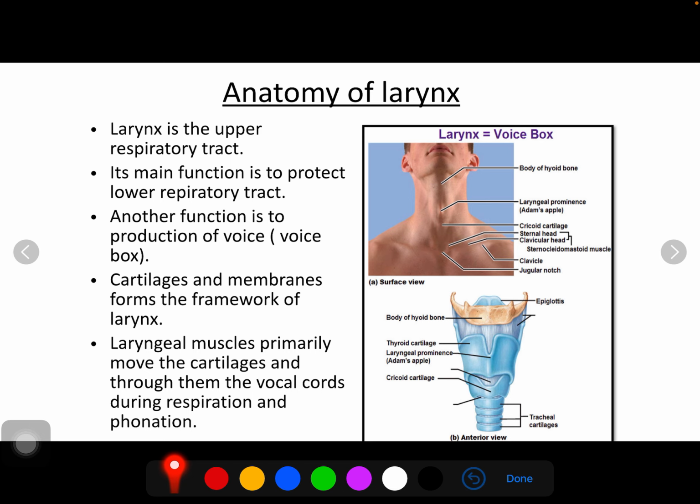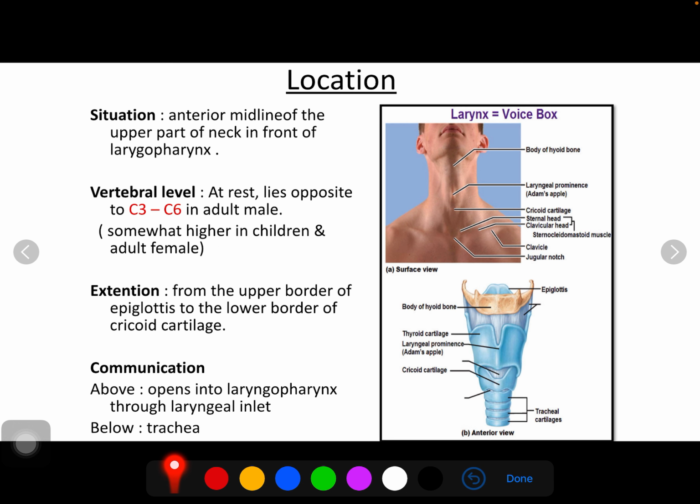Another function of the larynx is the production of voice, hence the name voice box. The framework of the larynx is composed of cartilage and membrane. The laryngeal muscles primarily move the cartilage and, through them, the vocal cord during respiration and phonation.